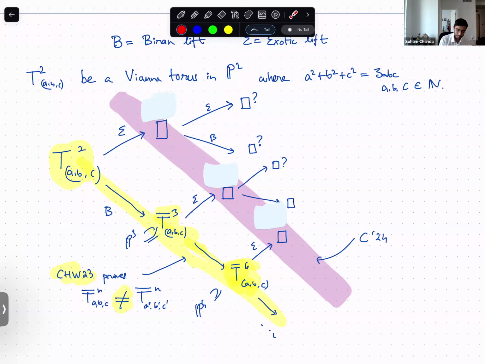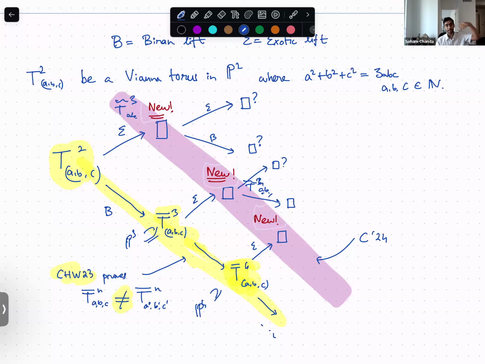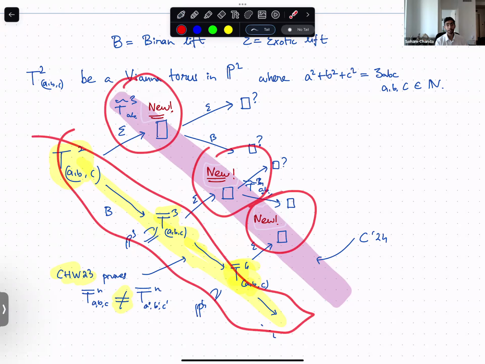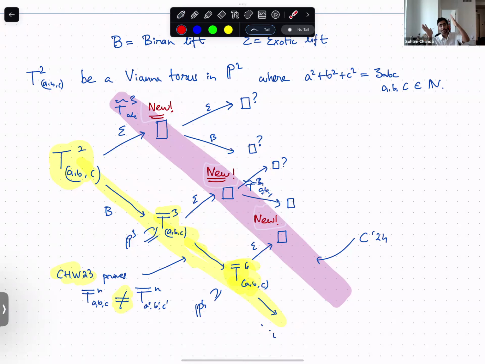So what I can show is that whatever you get here, these exotic lifts, let's call them T twiddle 3 ABC, T twiddle 4 ABC. So a T twiddle is: start with some Biran lift, then apply one exotic lift. What I can show is that all of these things are new and they are not the same as anything which we already saw. And two exotic lifts will also differ if their base points were different.